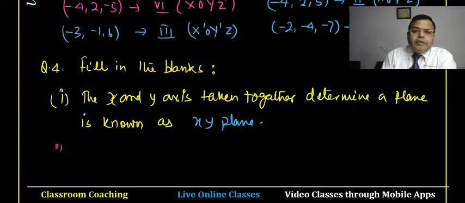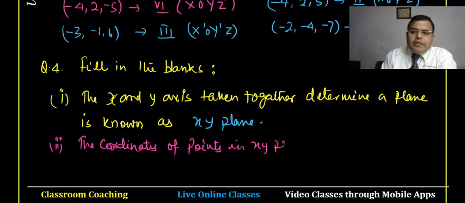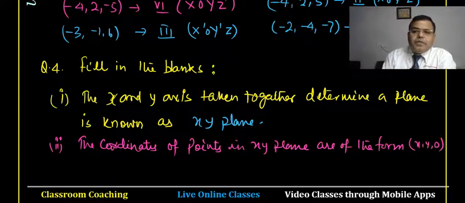Now the second point is: the coordinates of points in the XY plane are of the form x comma y comma 0, since the z coordinate is 0.